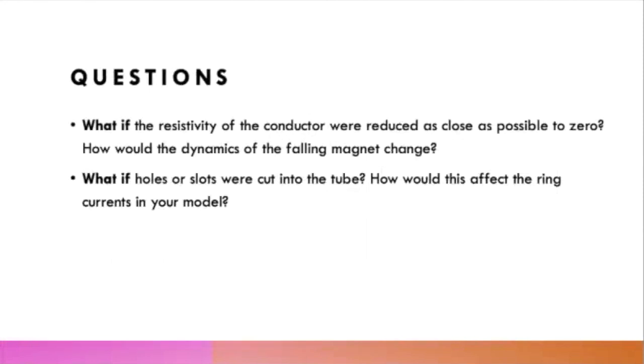As the resistivity of the conductor approaches zero, we can expect the magnet to move much slower through the tube. This is because as resistivity decreases, current increases, since resistivity and current are inversely related through Ohm's law. Since the force from the loop on the magnet is proportional to the current, a greater current would lead to a greater force from the loop on the magnet, which would slow the magnet's downward motion.